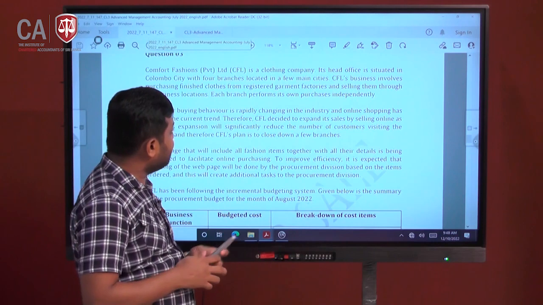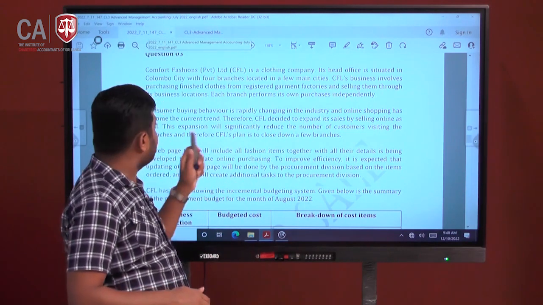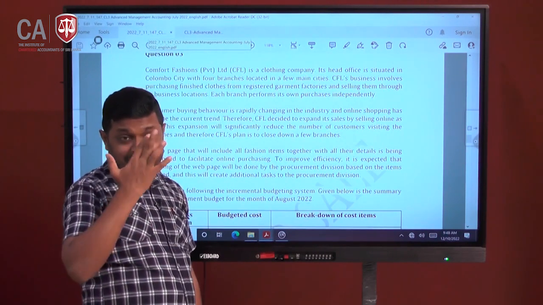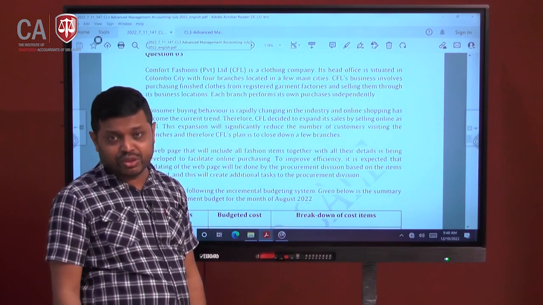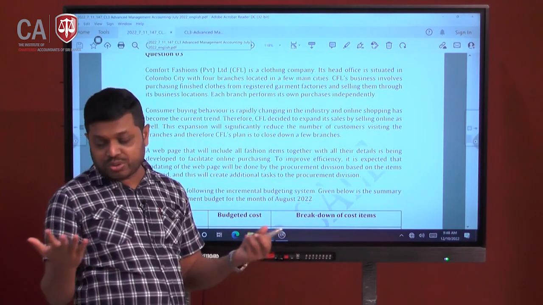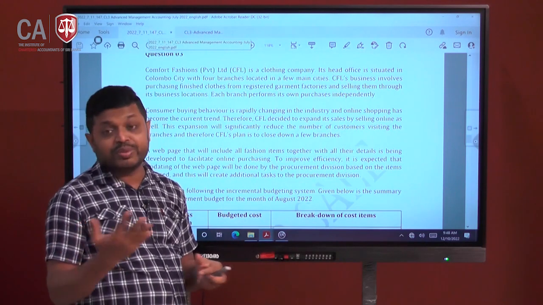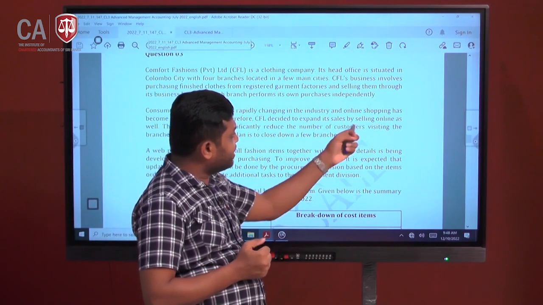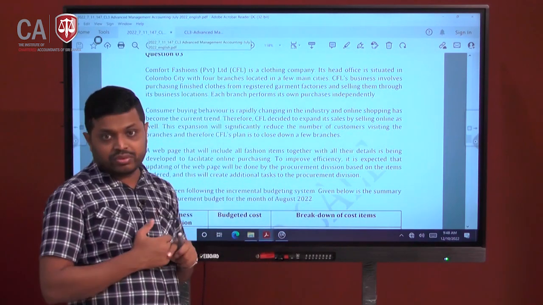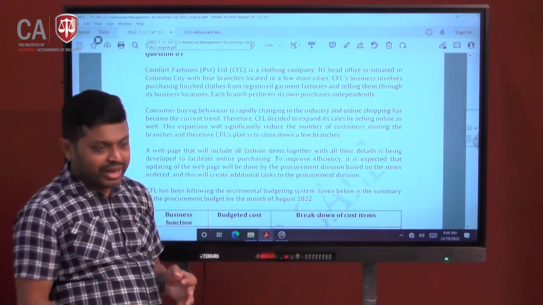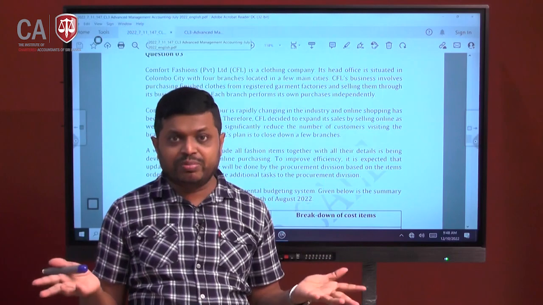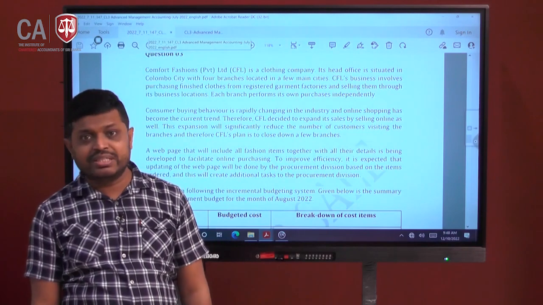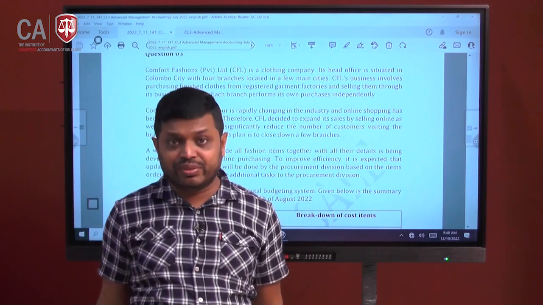Consumer buying behavior is rapidly changing in the industry, and online shopping has become the current trend. Okay, now the market trend has changed. Consumers are now directly purchasing through online virtual platforms. Now customers are not much attending the physical stores. Therefore, CFL decided to expand its sales by selling online as well. Now you have an option, you are selling through online and you have the physical shops. Even supermarkets, you have seen, they are selling physically and they have opened their outlets and they deliver and sell through online virtual selling. Okay.